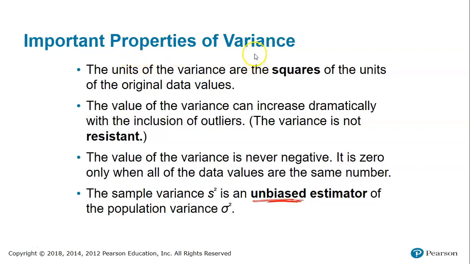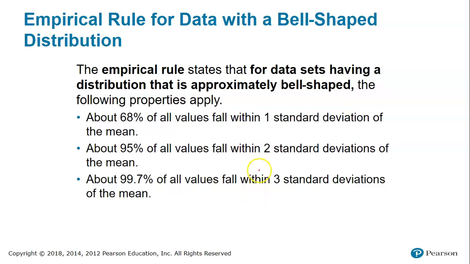Okay, a few important properties about variance. We talked about how the units of the variance are the square of the units of the original data values. The variance can be affected greatly by outliers. The value of the variance is never negative. And finally, sample variance S squared is an unbiased estimator. That sounds a little unusual since S is a biased estimator, but we will take a more in-depth look at that in chapter 6.